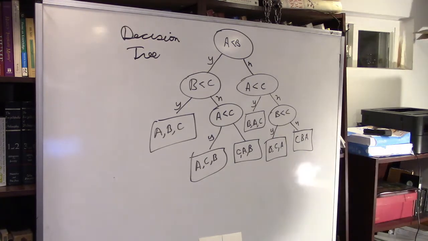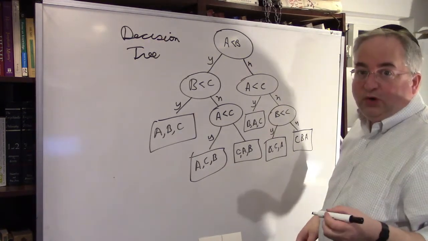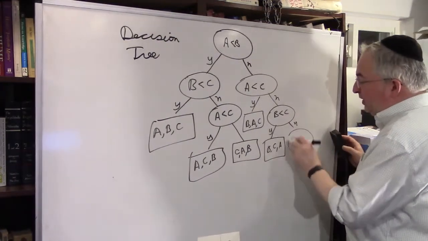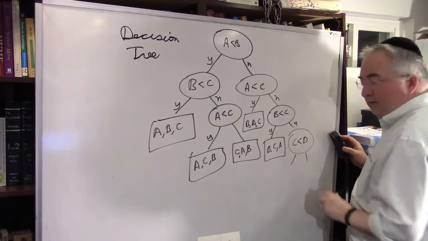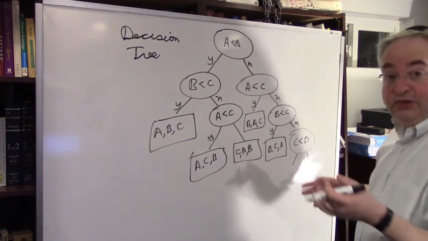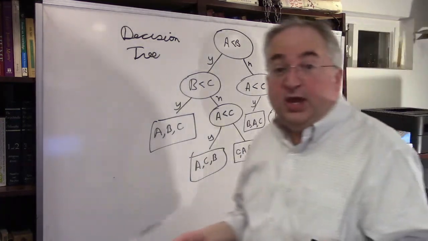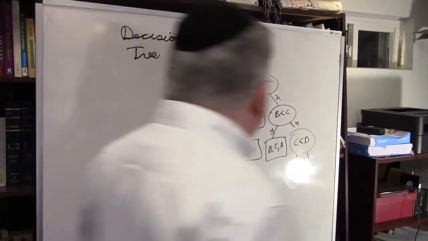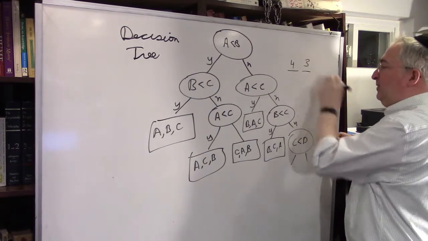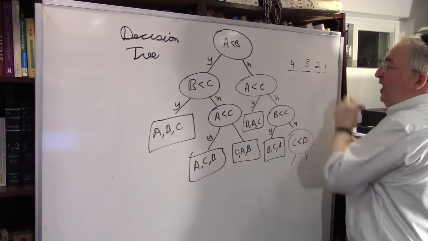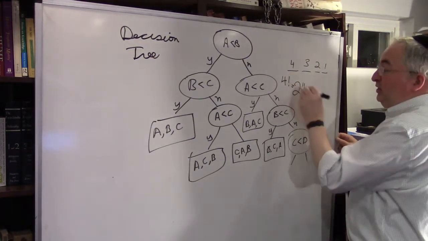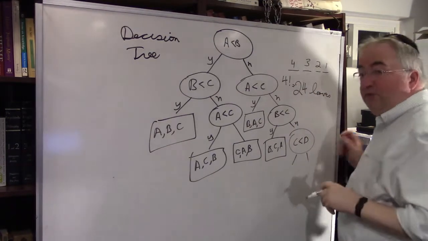Now I just want to say we can also ask what happens if I had 4 things. Well, then I have to ask another question. For example, is C less than D? Yes or no? So if I had 4 cards, 4 unknown numbers, how many leaves would I have then? Well, I'd have 4 possibilities for the first position, 3 for the second, 2 for the third, and 1 for the fourth. That's 24.